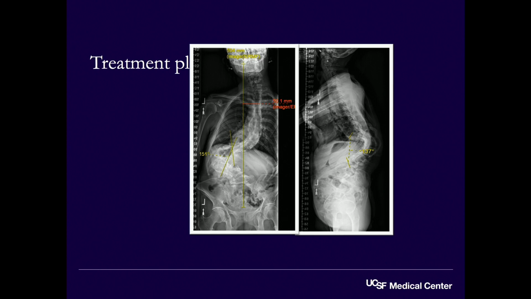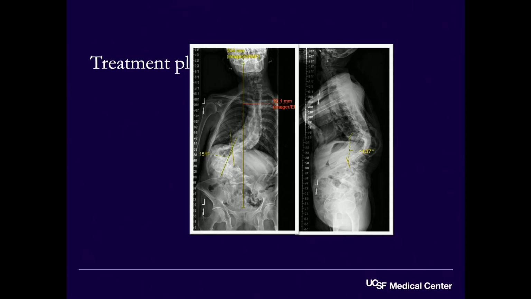Okay, great. All right, and the levels of instrumentation? So I think cephalad, I would take it to the stable and neutral vertebra. I'd have to count, but I would think it'd be mid to upper thoracic, and then take it down to the pelvis. Okay.